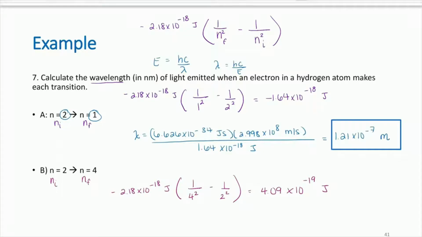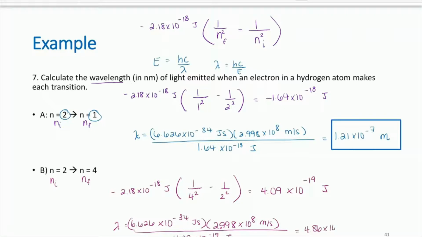Plug all of this in. h is 6.626 times 10 to the minus 34 joule seconds. Speed of light, 2.998 times 10 to the 8th meters per second. And the energy we just calculated, 4.09 times 10 to the negative 19th joules. And I get 4.86 times 10 to the negative 7 meters. Make sure you're comfortable doing these calculations for the transitions of the electrons between the different energy levels.